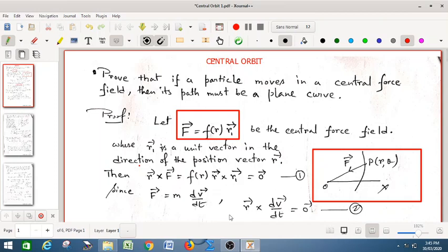Hello, this is the second class of central orbit. This is a continuation of the previous class. Today we'll discuss a few problems and a few concepts.